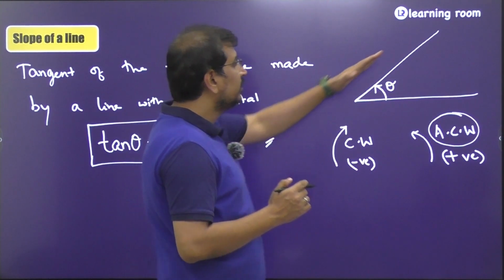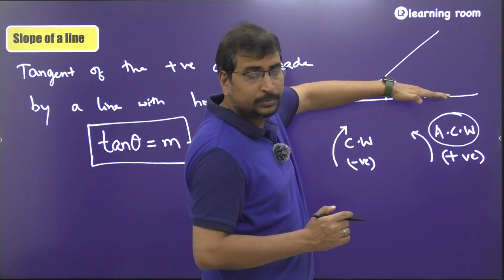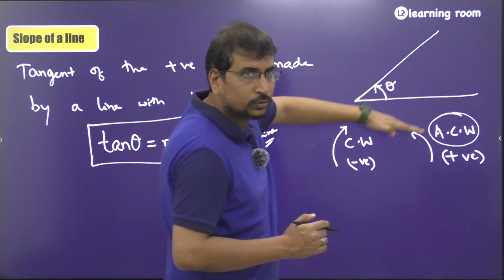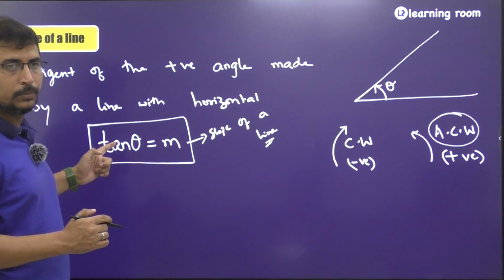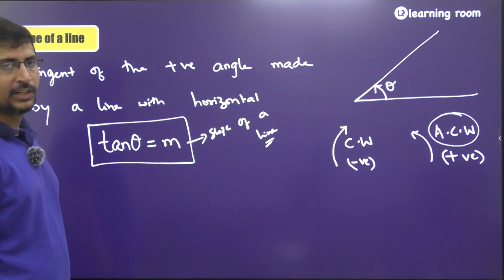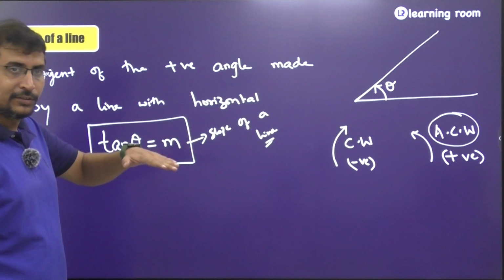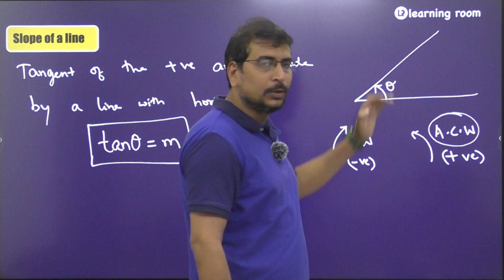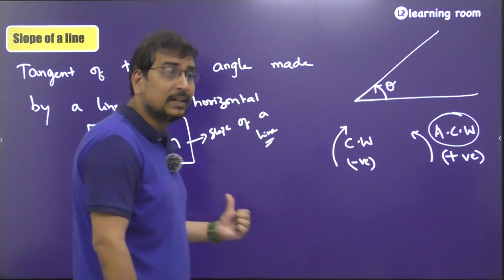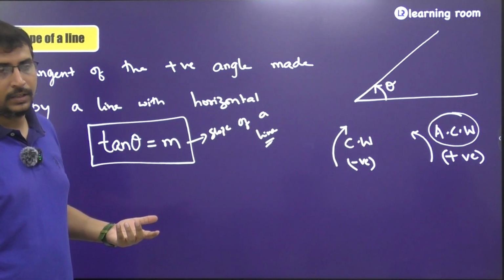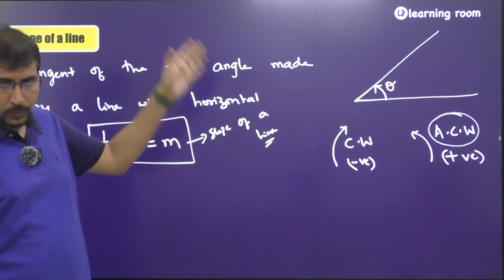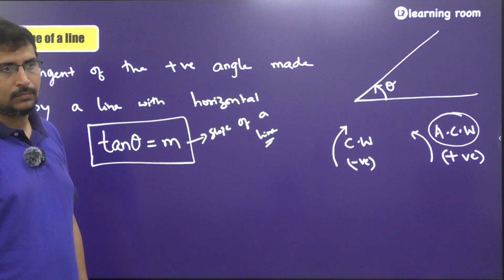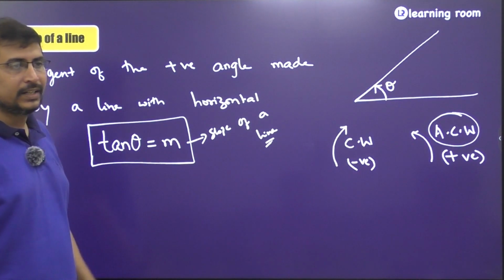Right. See, had the line been horizontal with respect to this, then what would be the value of theta? 0. So slope would have been tan 0, which means it is 0. So the slope of the horizontal is 0. Had this line been exactly perpendicular to the horizontal, then what would tan 90 be? Undefined. So the slope of the y-axis, the slope of something which is vertical, is not defined, because it comes out to be tan 90, no?